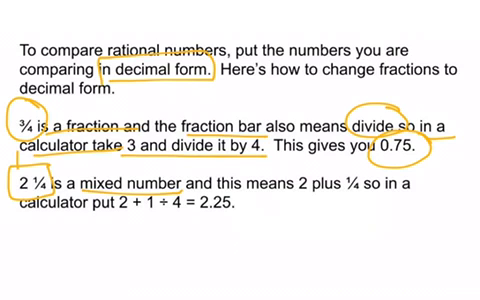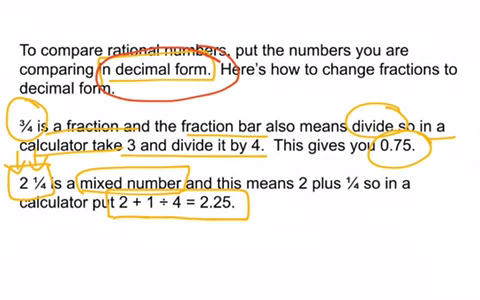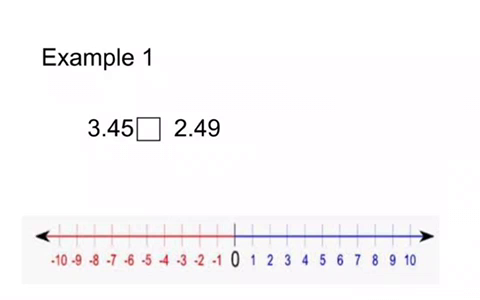2 1/4 is a mixed number. It has a whole part and a fraction part. That's what mixed number means. So this means 2 plus 1/4. So in a calculator, you would put 2 plus 1 divided by 4 to change it to a decimal. And that's 2.25, 2 and 25 hundredths. So remember, to compare decimals, or to compare rational numbers, we're going to put them in decimal form.